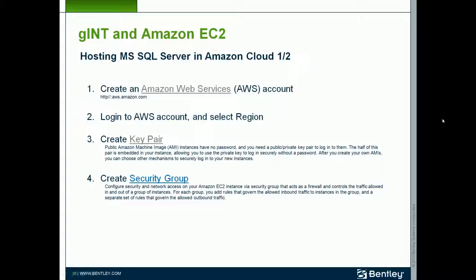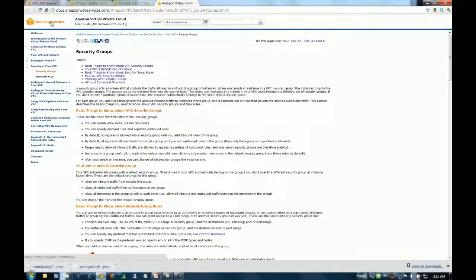Next, we will create a security group. You need to configure security and network access on your Amazon EC2 instance via a security group that acts as a firewall and controls the traffic allowed in and out of a group of instances. For each group, you add rules that govern the allowed inbound traffic to instances in the group and a separate set of rules that govern the allowed outbound traffic. To learn more about security groups, visit AWS documentation and look for the topic Security Groups.